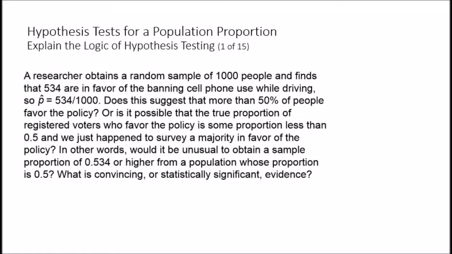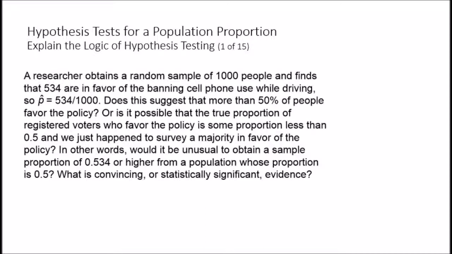Let's look at this example and see if I can explain the meaning of hypothesis testing, or the logic of hypothesis testing. A researcher obtains a random sample of 1,000 people and finds that 534 are in favor of banning cell phone use while driving. So p hat, the sample proportion, is equal to 534 divided by 1,000. Does this suggest that more than 50% of people favor the policy, or is it possible that the true proportion of registered voters who favor the policy is some proportion less than 50%, and we just happen to survey a majority in favor of the policy?